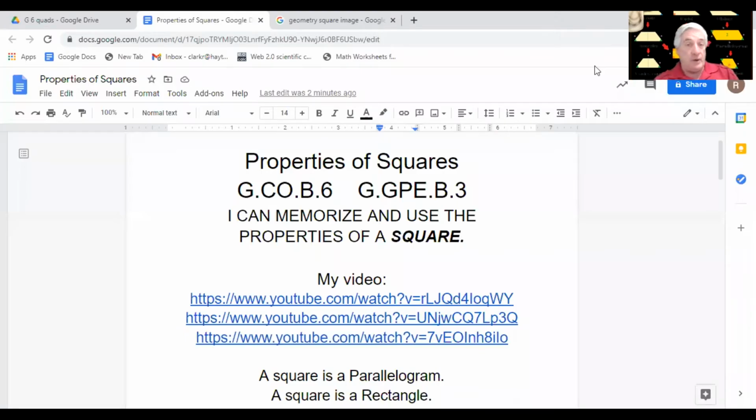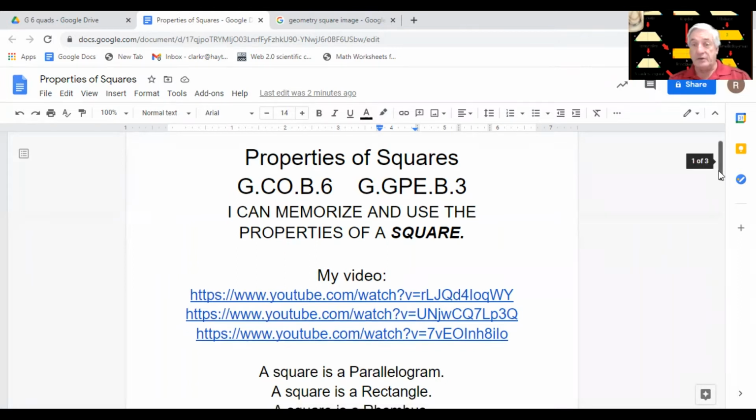The properties of a square is G.CO.B.6 and G.GPE.B.3. Today's learning objective, your I can statement is, I can memorize and use the properties of a square. You've already memorized many of these properties. A square is a parallelogram, a square is a rectangle, and a square is a rhombus.